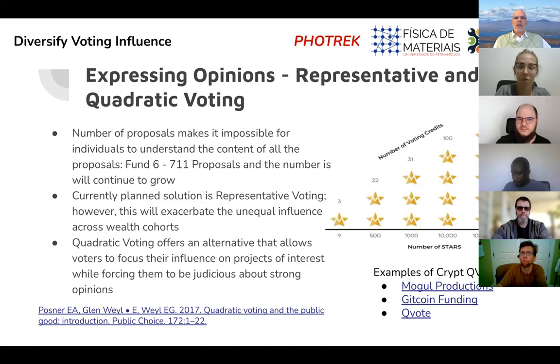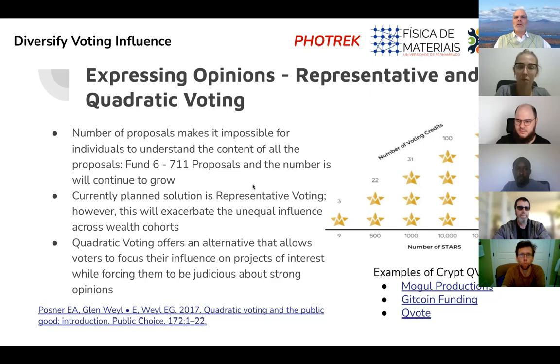What this does is it gives people the ability to express their preference for proposals. Rather than just a yes, no across all the proposals, you would have a voting budget. And then you would think like an investor, how do I want to spend my budget on these proposals? That's going to be important as people express about the scaling, because we're already up to 711 proposals, and that's going to continue to grow.